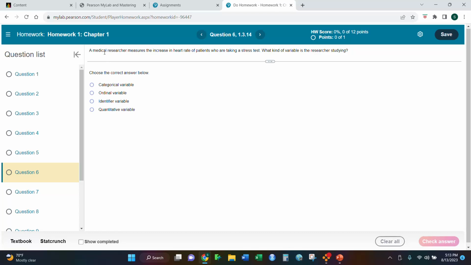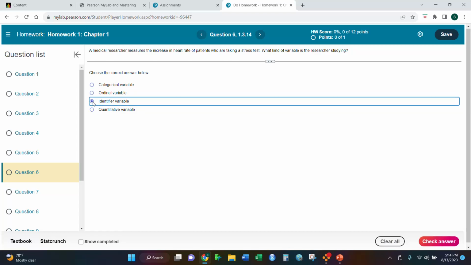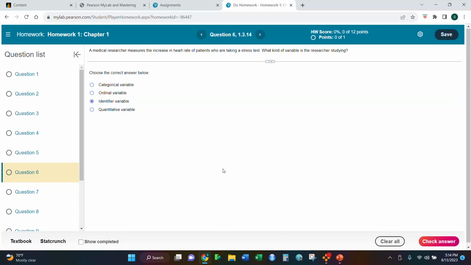Let me show you how this works. Let's take a look at this question. A medical researcher measures the increase in heart rate of patients who are taking a stress test. What kind of variable is the researcher studying? We have 4 options: categorical, ordinal, identifier, and quantitative. I'm going to select a random option that I know to be incorrect, because I want to show you how that looks.